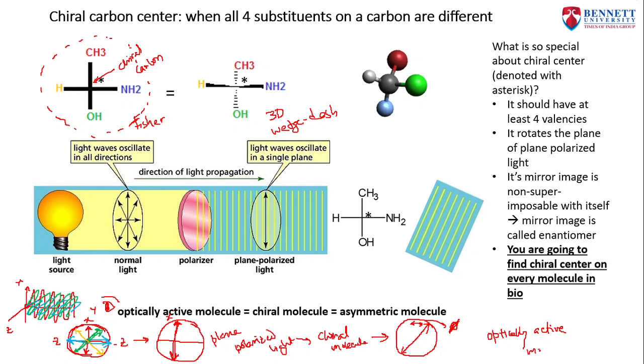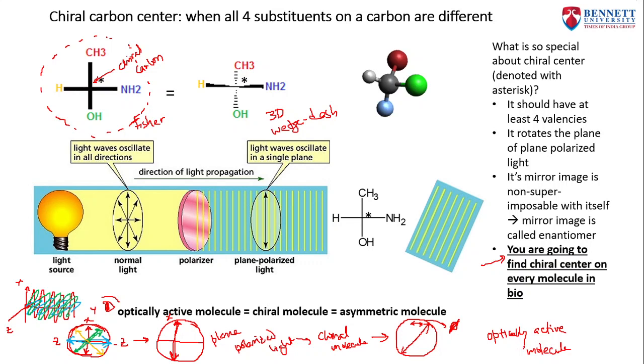So what is the special part of optically active molecules in biochemistry? You are going to find a chiral center in almost every molecule in biology, so that is really important. We'll see many examples, and we'll see that optically active molecules are ubiquitous. That is one aspect: the interaction with plane polarized light.